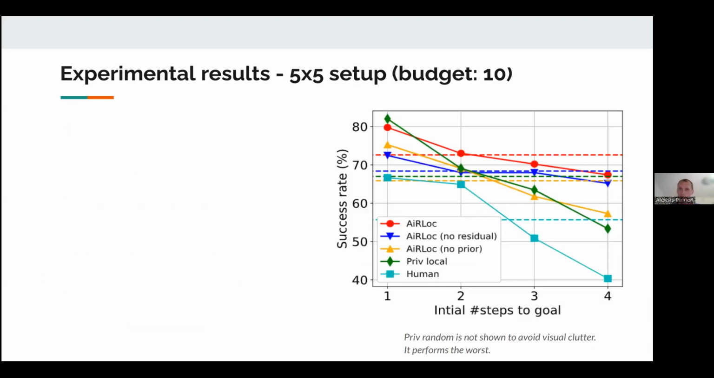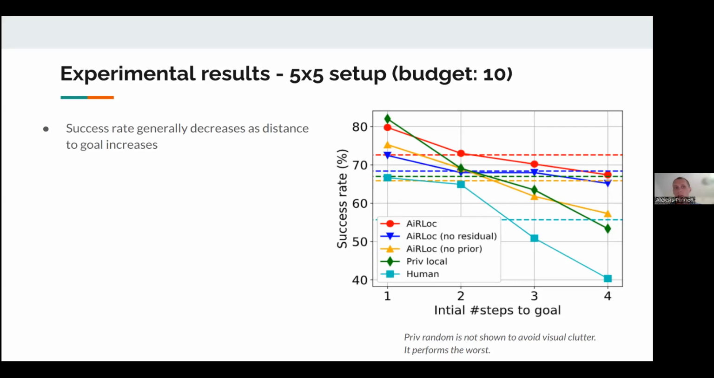The first set of results on a 5x5 setup with 10 movements as budget, corresponding, by the way, to roughly 500 by 500 meters in the real world. On the y-axis, you have the success rate, higher is better, and on the x-axis, you have the initial distance to the goal, which can be between 1 and 4, given that you have a 5x5 setting.